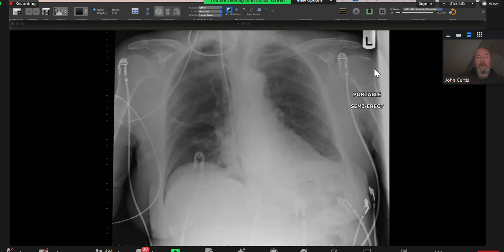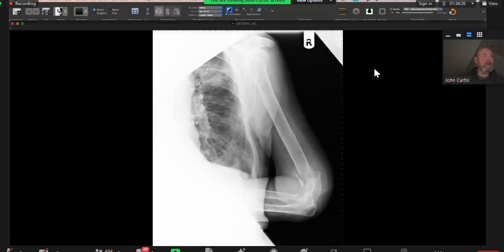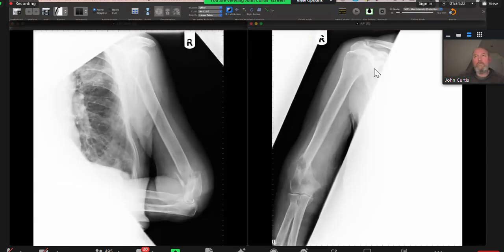Yeah, and the patient's semi-erect, which also means what? More or less a supine position. Semi-erect is semi-supine, same thing, isn't it? Okay. So have a look at this one and tell me what you think.